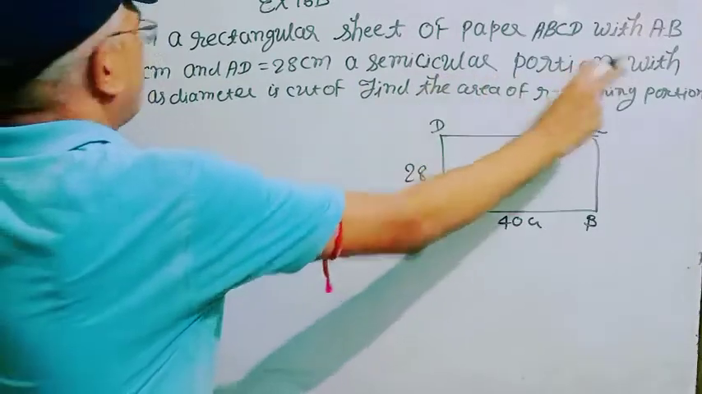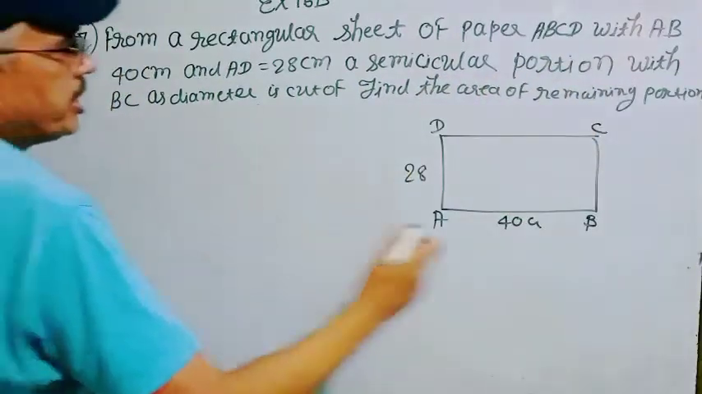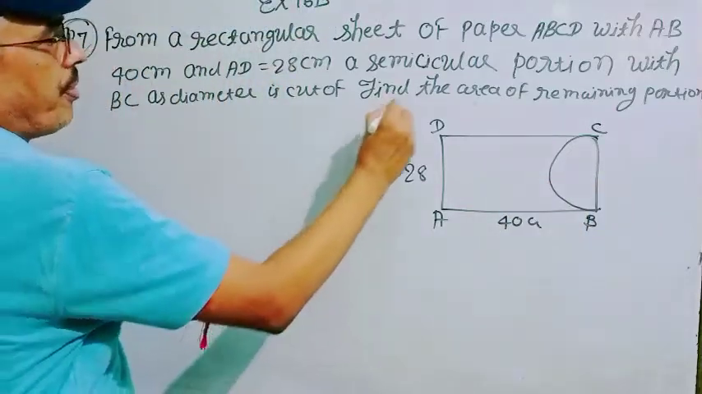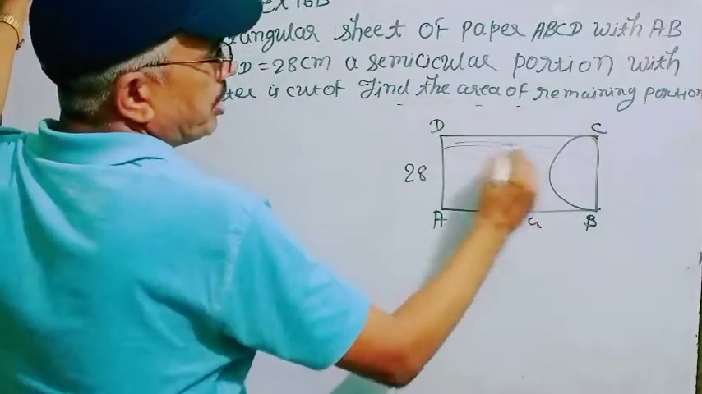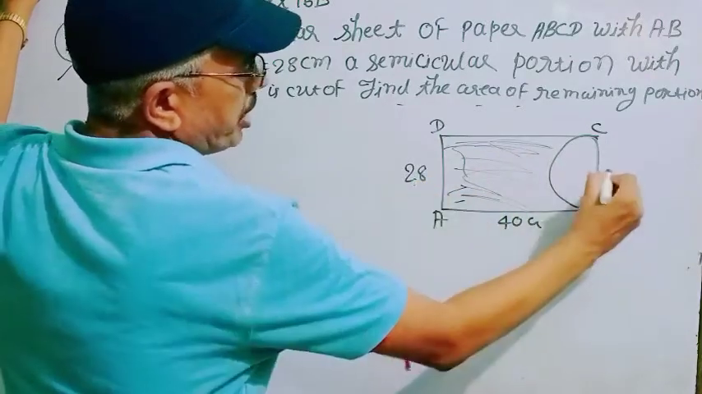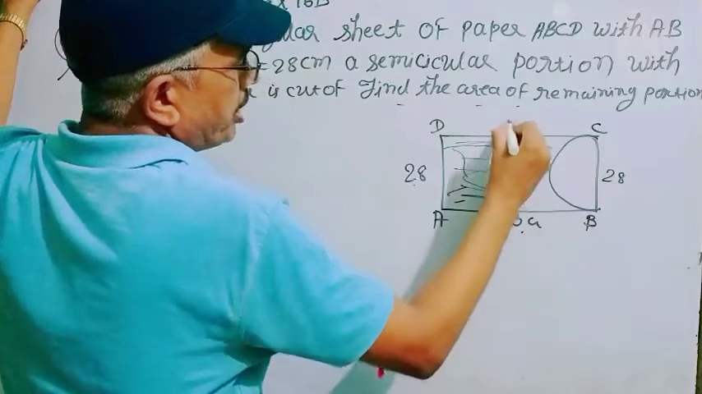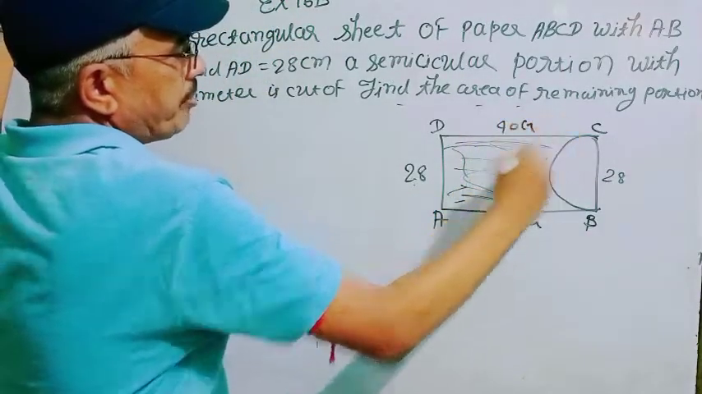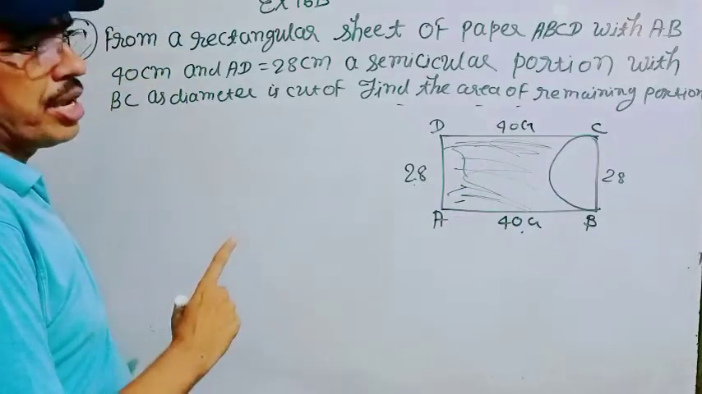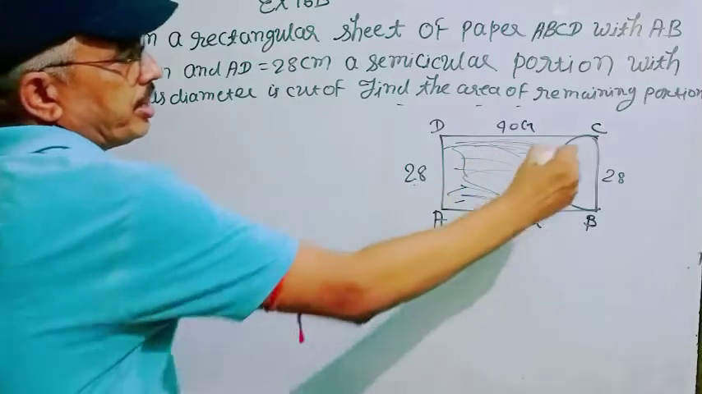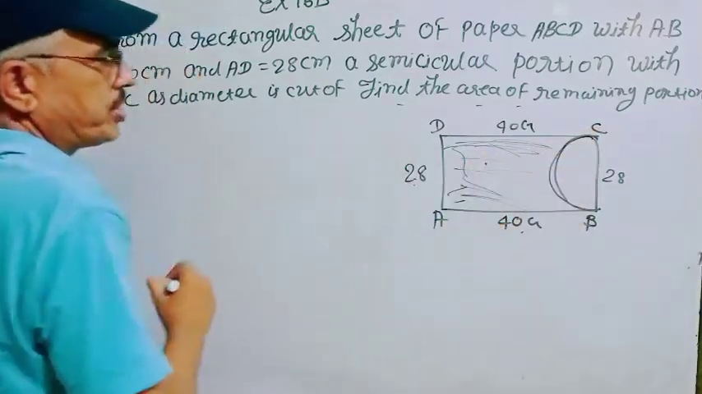A semicircular portion with BC as a diameter is cut out. Find the area of the remaining portion. Dear student, it is 28 and 28, and 40 and 40. Your question is, what is the area of the remaining portion? That means the area of the semicircle subtracted from the area of the rectangle gives the area of the remaining portion.